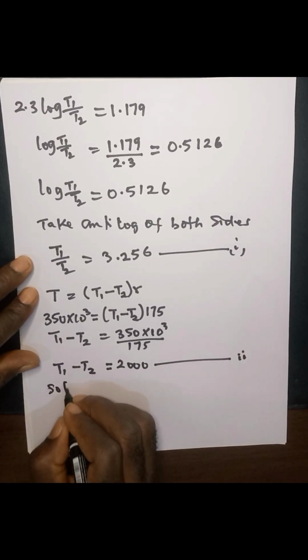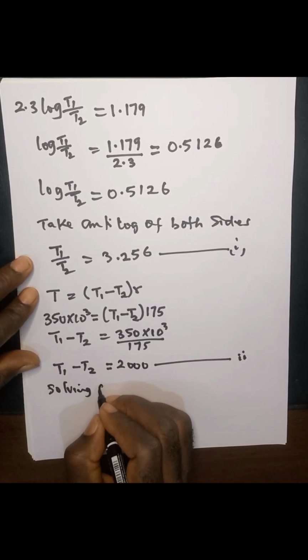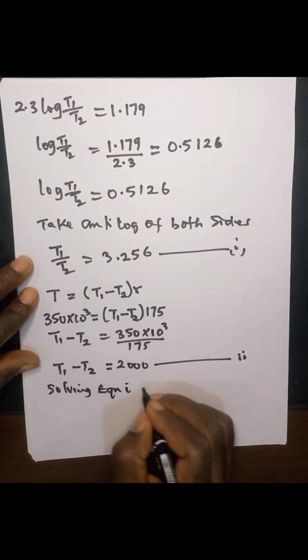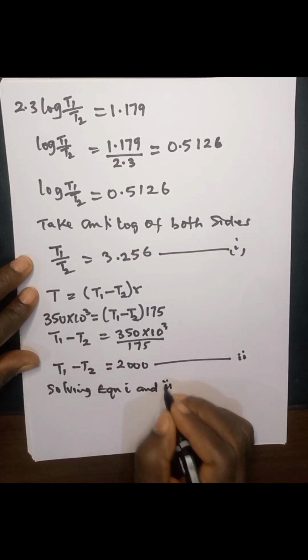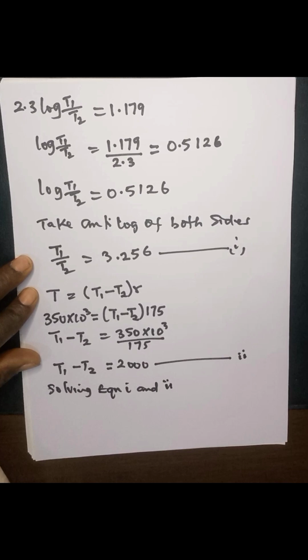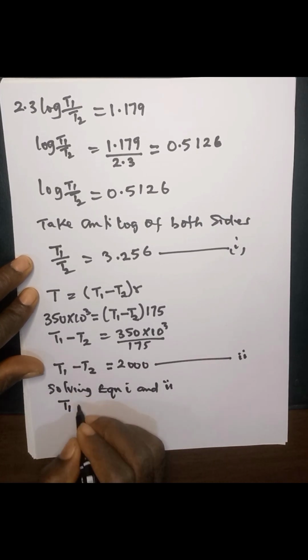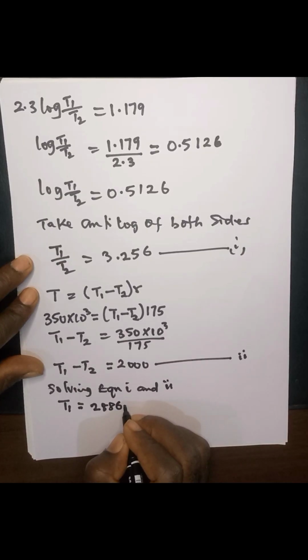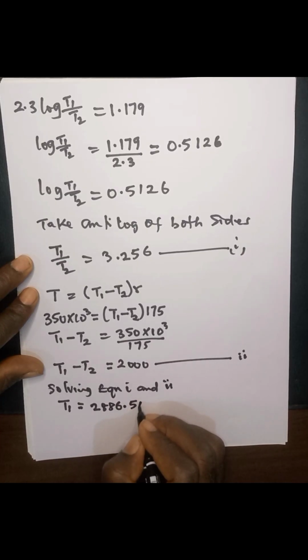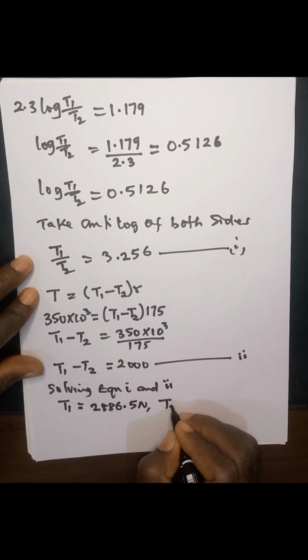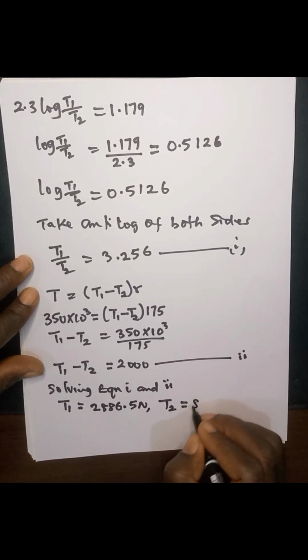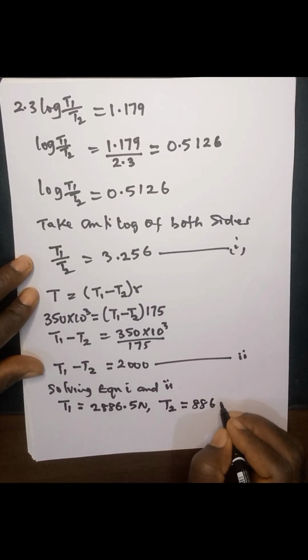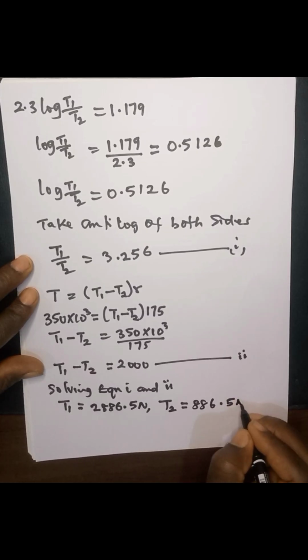Now, solving equation 1 and 2, then we'll get our tension T1 to be 2886.5 Newton, and our T2 to be equal to 886.5 Newton.